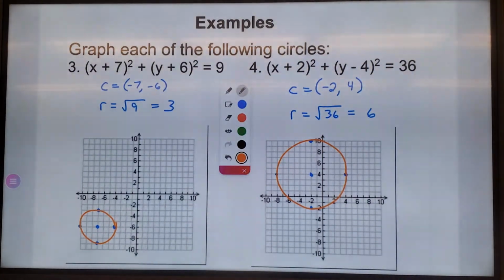Okay, it doesn't get more complicated than this, folks. All you have to do again is take your time. Remember, take the opposite of the numbers that are inside the parentheses and take the square root of the number that's on the right hand side. Okay.